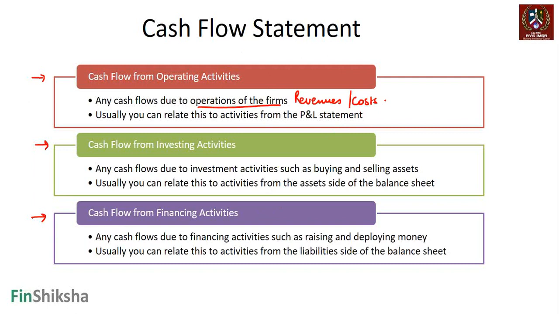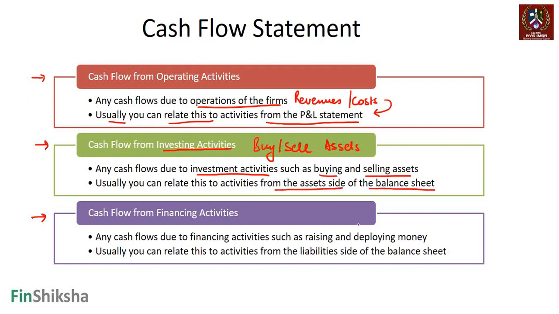Since revenues and costs are largely going to come from the profit and loss statement, usually you can relate this to the activities from the P&L statement, right? Then you could buy slash sell assets. That's all going to be cash from investing activities. Any cash flow due to investment activities such as buying and selling assets, cash inflow, cash outflow, usually you can relate this to activities from the asset side of the balance sheet.